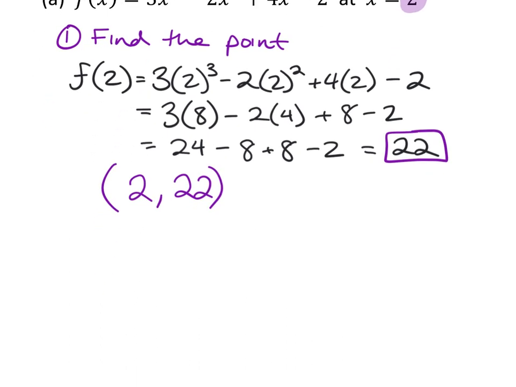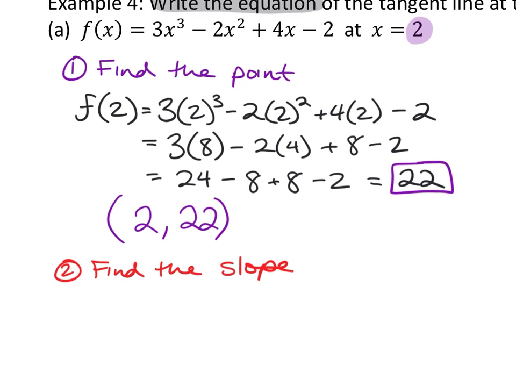Because this is called point slope, what do we need next? Find the slope. We just learned how to find slope from an equation. We take the derivative, and we plug the number in. So if we look back up at the original equation, what is the derivative of f of x? 9x squared, then minus 4x, plus 4. Very good. Now, that's the equation of the derivative.